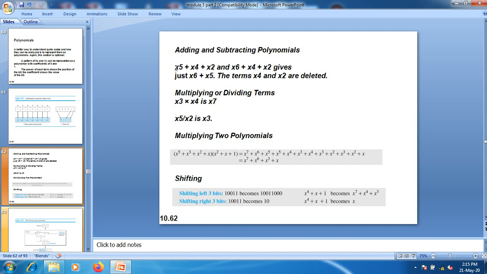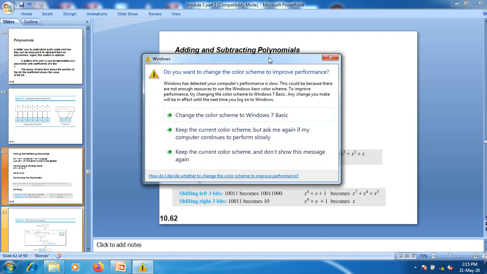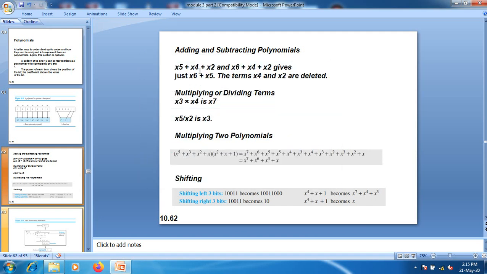Suppose, for example, we have x to the power 5 plus x to the power 4 plus x to the power 2 here. Another polynomial expression we have is x to the power 6 plus x to the power 4 plus x to the power 2. Here we have an x to the power 4, a pair of identical terms. In that case, we need to cancel out this x to the power 4 term. We get a result of x to the power 6 plus x to the power 4.